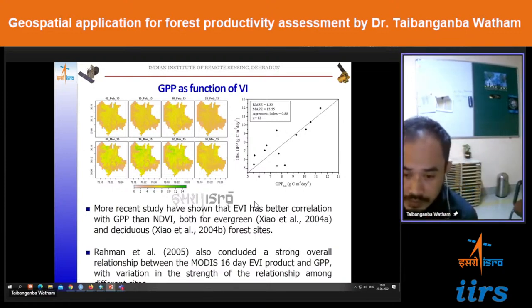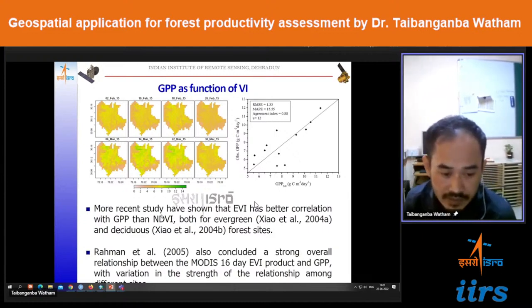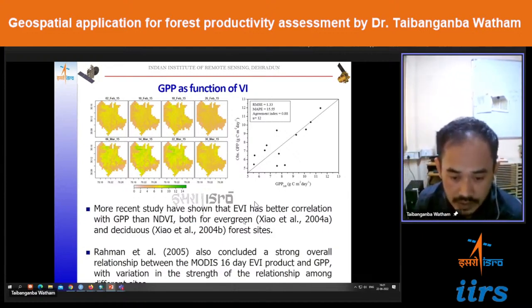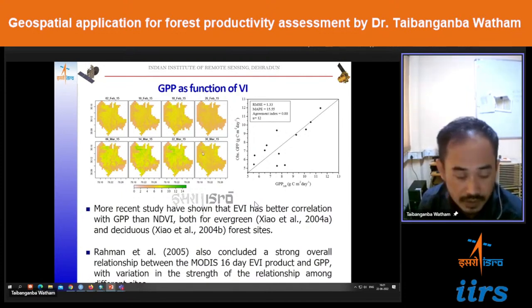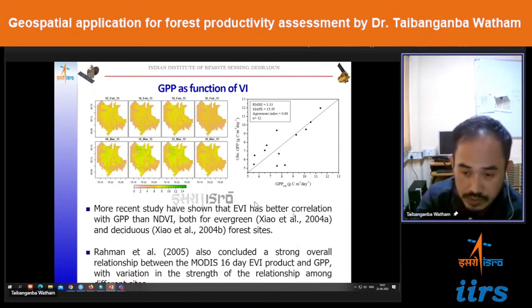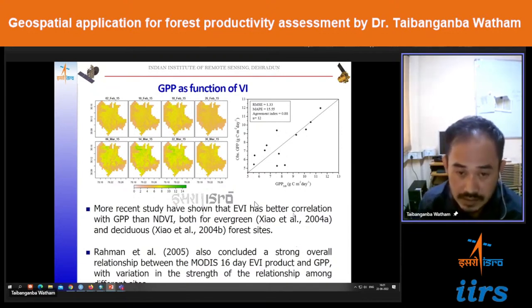People have also reported the applicability of vegetation indices like the EVI or the NDVI, particularly for evergreen and deciduous forest sites, in the estimation of GPP for forests using these vegetation indices.